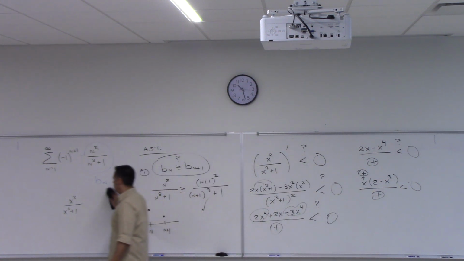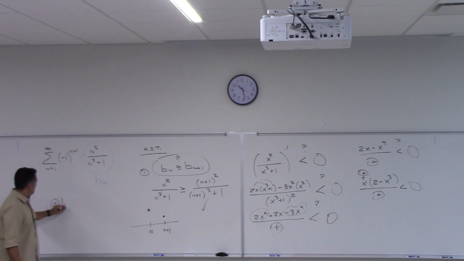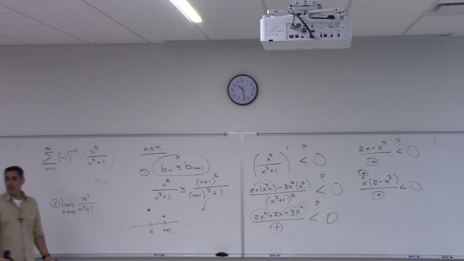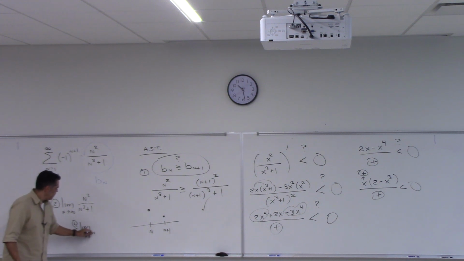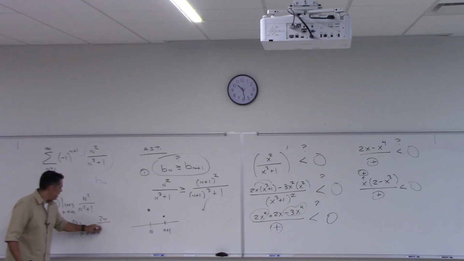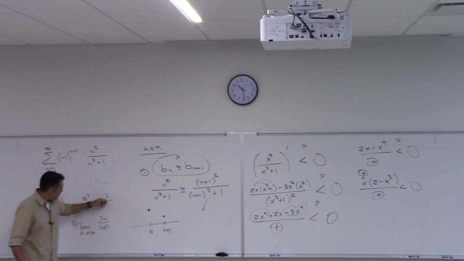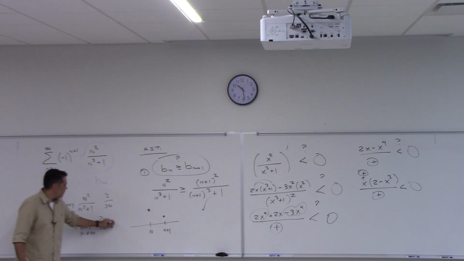Okay, that's the first of 2 things I have to show. The other thing I have to show is what? The limit as n goes to infinity of that is 0, which it is because you're going to get infinity over infinity. You're going to use L'Hopital. 2n over 3n squared. The n's cancel, you get 2 over 3n, right? Cancel an n, and then that goes to 0. So it goes to 0.